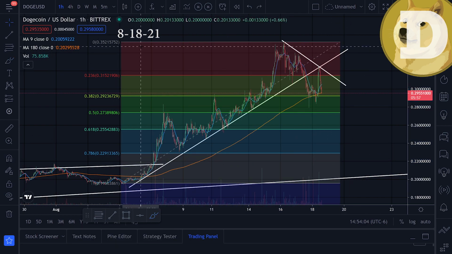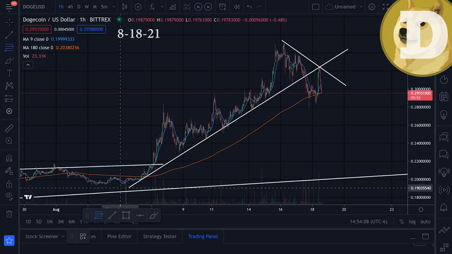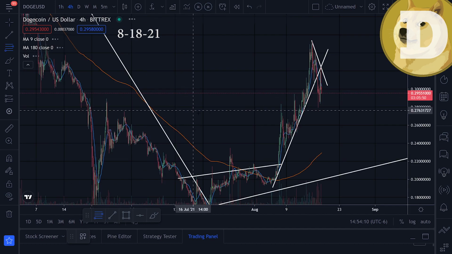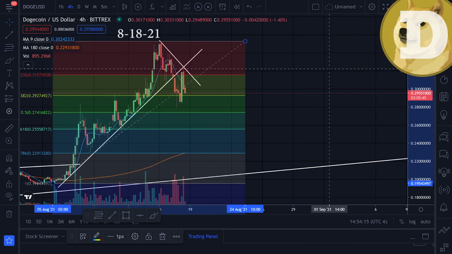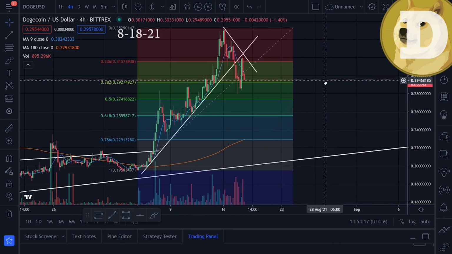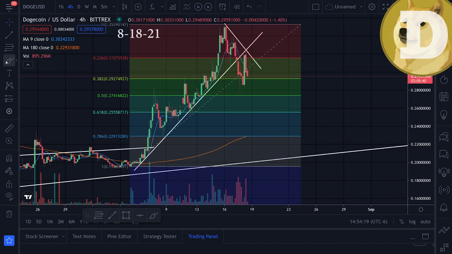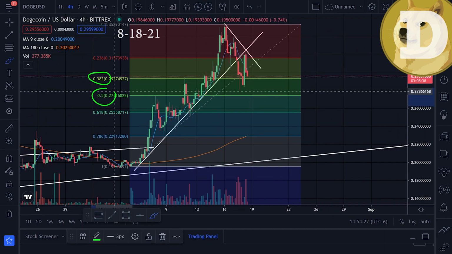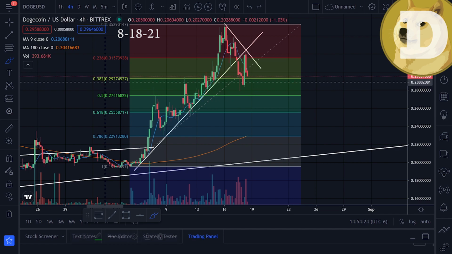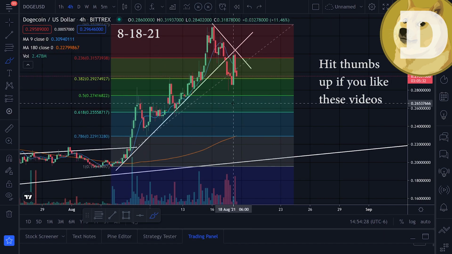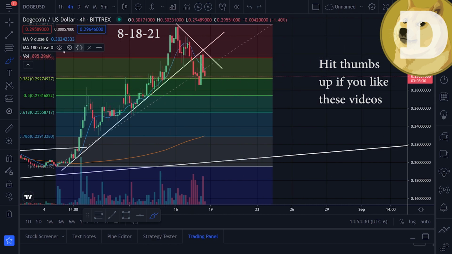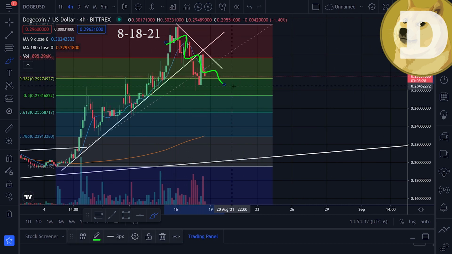Basically, we can get the Fibonacci retracement tool, drag from the bottom to the top. Let's do it on the 4-hour time frame. Drag from the bottom to the top, something like that. That gives us these Fibonacci levels to watch. So what I was doing was watching the 38% level and the 50% level, which is sitting at around 292, 274, somewhere around there.